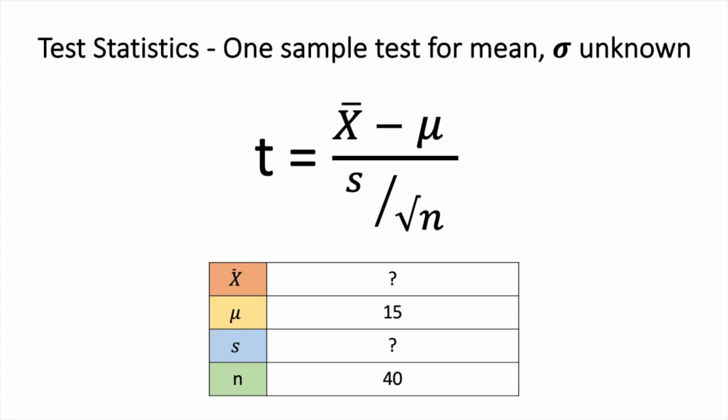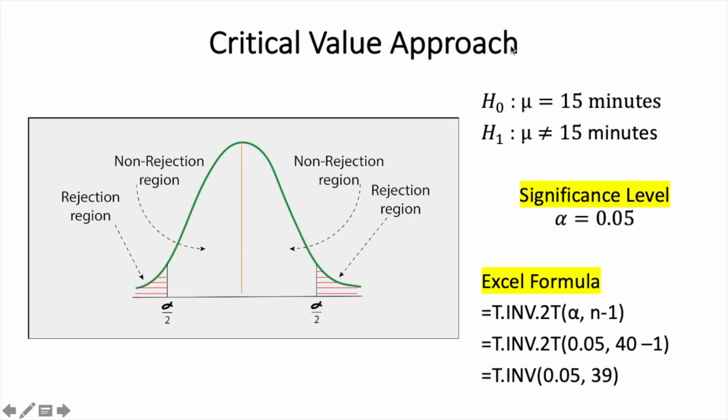Again, we can use the critical value or the p-value approach. For the critical value approach, from the hypothesis, we already know it's two-tailed. You can see we have the rejection region both on the upper and the lower side here. We have selected a significance level equal to 0.05.